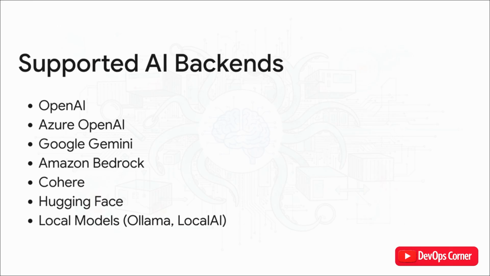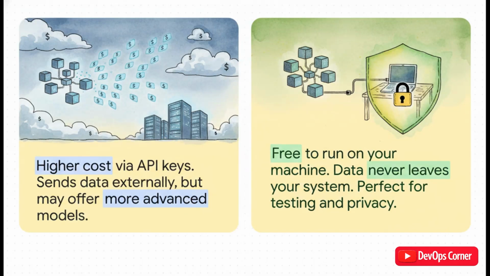That's a huge deal. And let's break down why that's so important. When you use a public service like OpenAI, you're dealing with API keys, which means costs. And you're also sending your cluster data out to a third party. Now, with a local LLM, it's totally free. You run it on your own hardware. And most importantly, all your data, all your error messages, everything stays right there on your local system. For privacy, and for just getting started without a credit card, that is an absolute game changer.